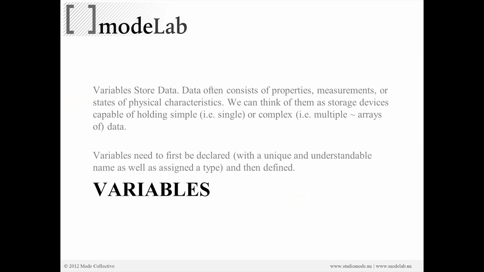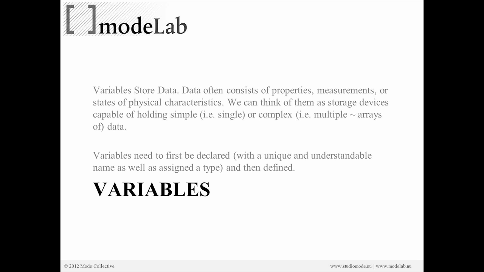So in order to actually achieve this, right, if we're wanting to look at behaviors, we need to start working with variables, right? And variables are a way for us to store some data, right? So data might mean a certain property, like how fast the mouse moved, a measurement, how far it moved, or a state of a physical characteristic, such as, has the left mouse button been pressed, right? So any variable, we can think of it as a storage device, and it will hold either simple, like a single value, or more complex, multiple values that might be known as arrays.